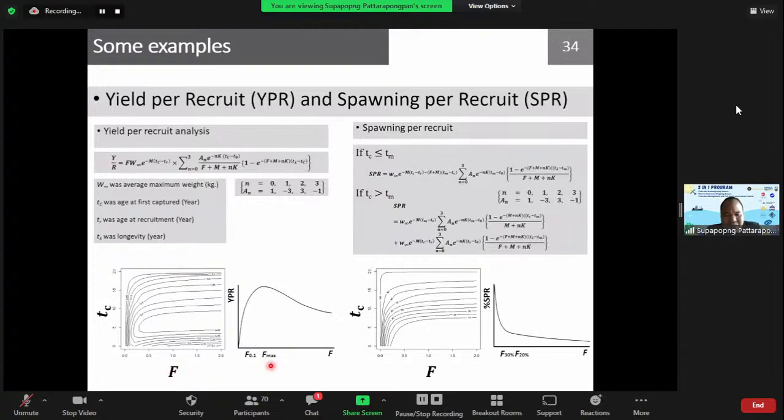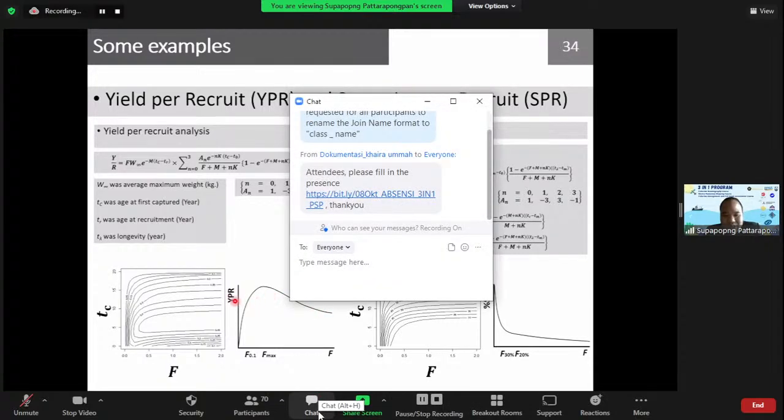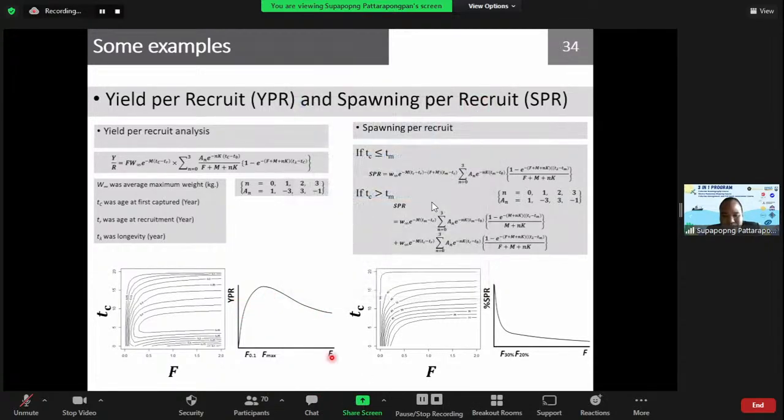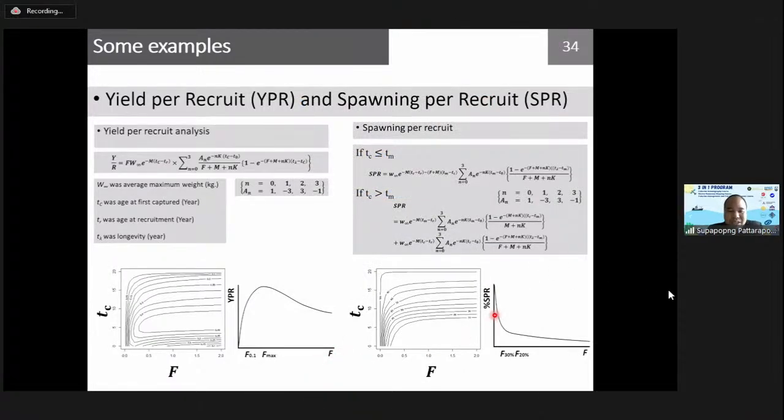It will be a little bit complicated sometimes, so I decided to cut it at each specific age at first capture, or TC, so we can see the yield per recruit here and the fishing mortality here in comparison, same as the spawning per recruit here as well.